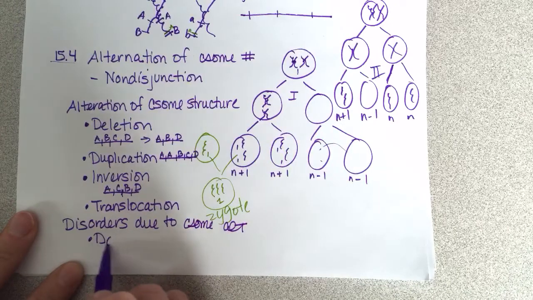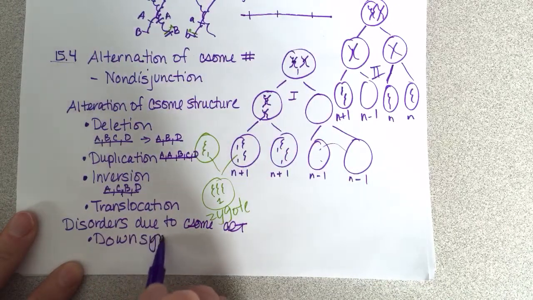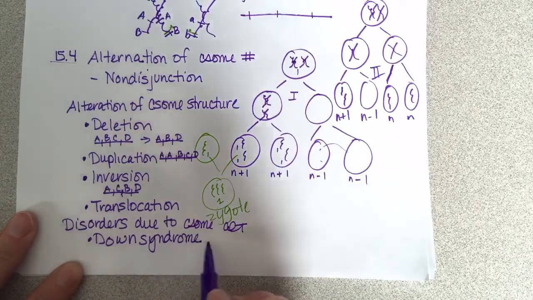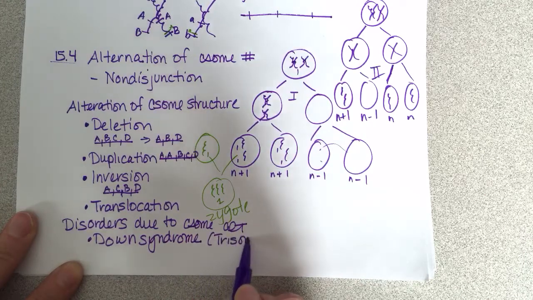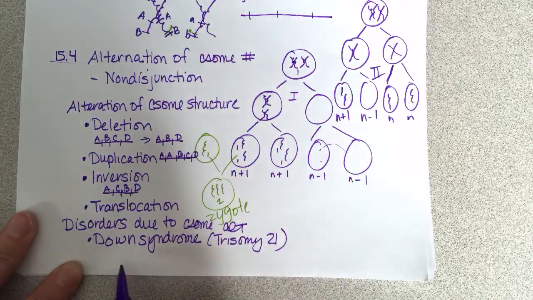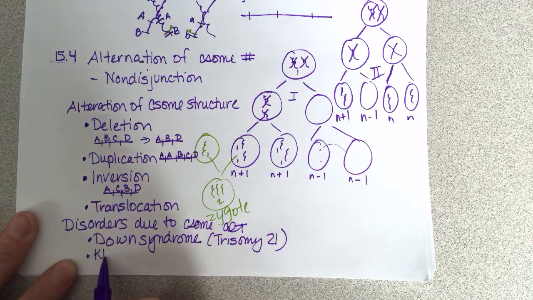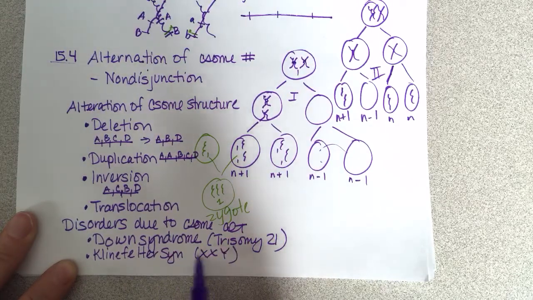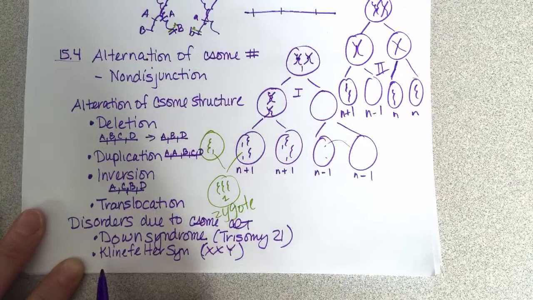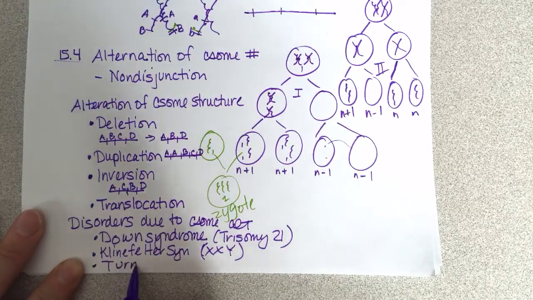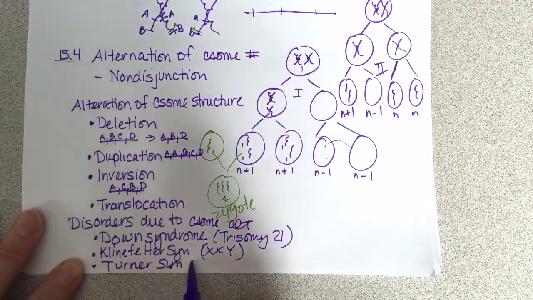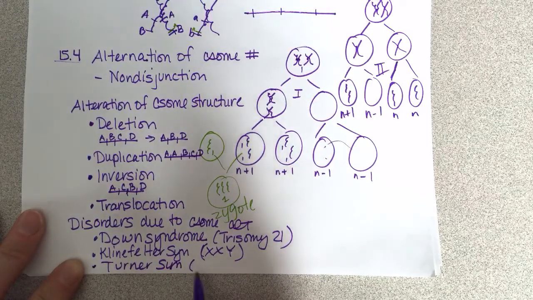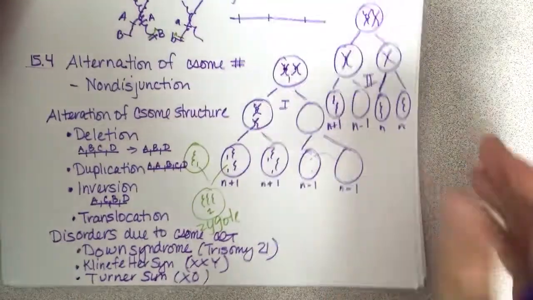So that would be Down syndrome. It's trisomy 21, another way to say that. So it's 3 chromosome number 21s. Klinefelter syndrome. That's a male that is XXY for their 23rd pair of chromosomes. And lastly, Turner syndrome. Turner syndrome, it's a female, it's XO, they don't have a second X chromosome, so they're missing a chromosome.